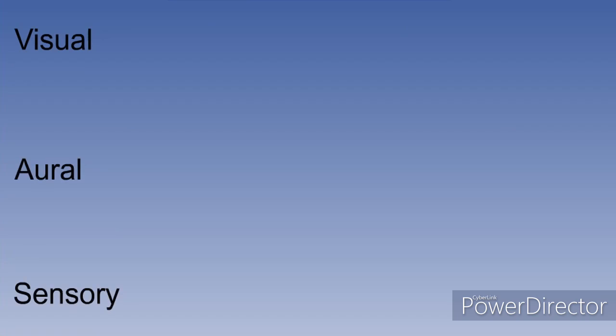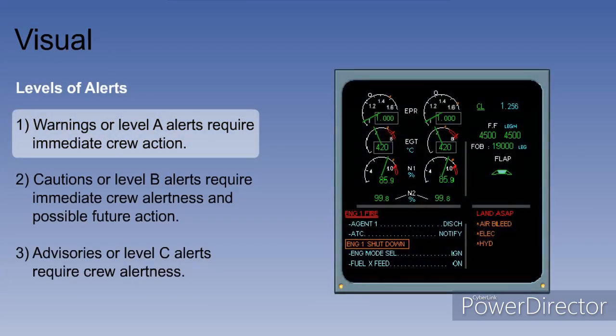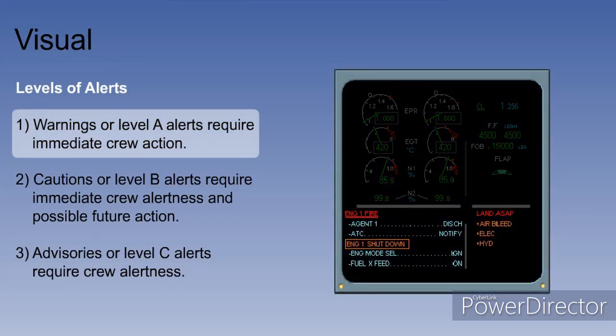Having very briefly discussed the flight warning system and its components, we will now examine in detail the three different types of warnings that are given to flight crew. The first of these are visual alerts, and there are actually three levels of visual alert. The first and highest is warnings or level A alerts, which appear in red and must attract the crew's attention in sufficient time to take immediate action.